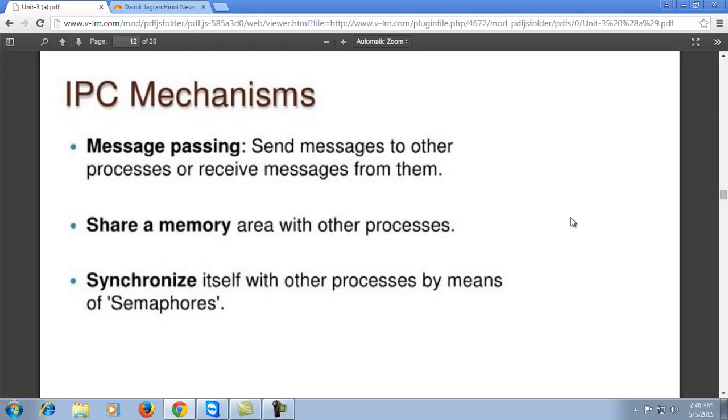In the IPC mechanism we can do message passing, sending messages to another process or receiving messages from them. Next is sharing a memory area with other processes for storing, retrieving or accessing the data. Next, synchronize itself with other processes by means of a semaphore, to make the understanding and compatibility between more than one process or more than one CPU which are sharing and communicating with each other for achieving the goals or for completing their task.